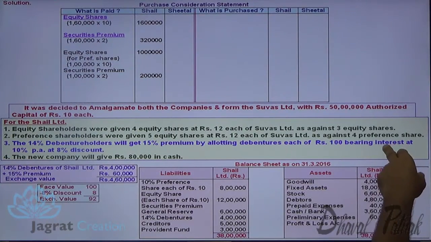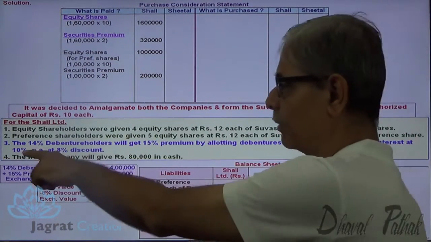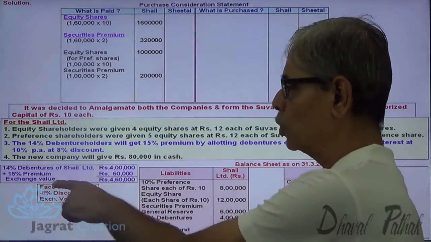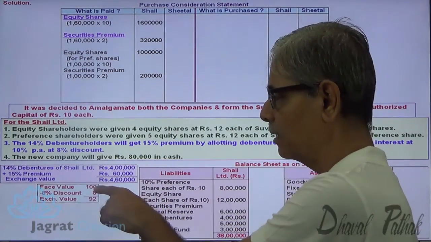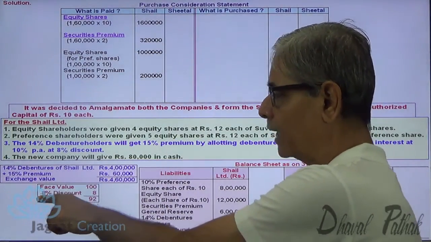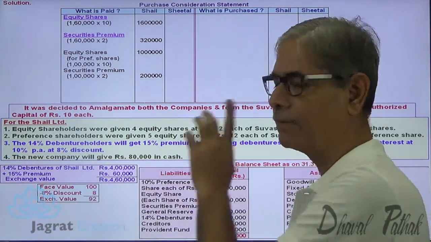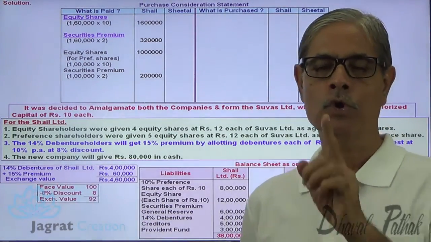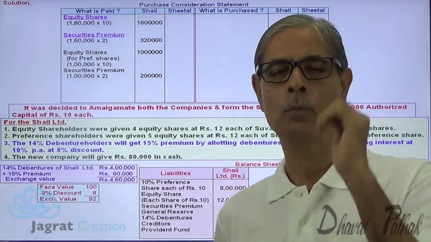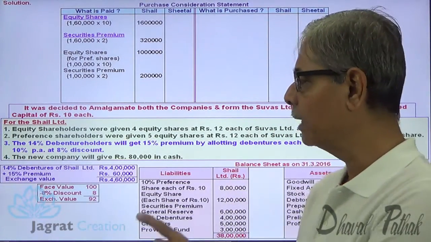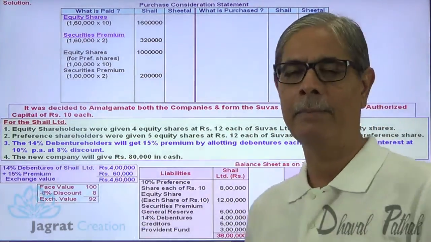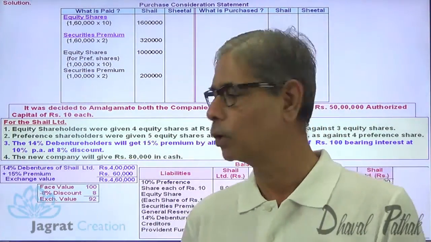Debentures of 100 each, bearing interest at the rate of 10%, at 8% discount. So the face value of the debenture given is 100. They are given at 8% discount, so the exchange value of a debenture is 92. So by giving 1 debenture, 92 rupees are paid. How many debentures are to be given for making a payment of 4,60,000? That we want to work out.